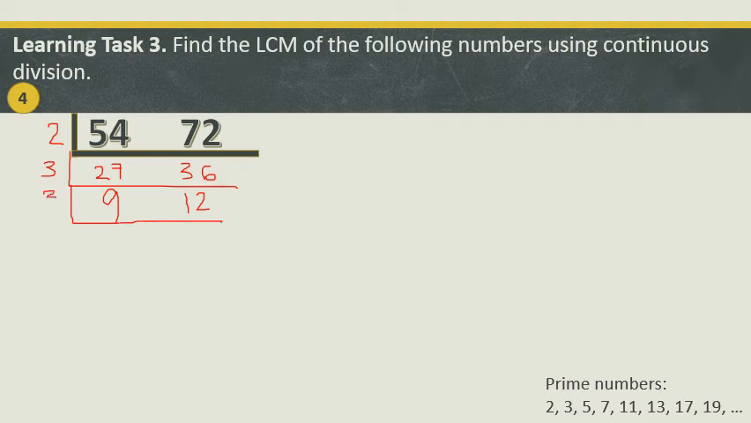Nasa skip counting by 3 din yan. So, 9 divided by 3 is 3. 12 divided by 3 is 4. So, ang 4 po ay composite number pa rin siya. Pwede natin siyang i-divide sa 2. So, ang 3 hindi kasama sa skip counting by 2. So, baba natin siya. And 4 divided by 2 is 2.